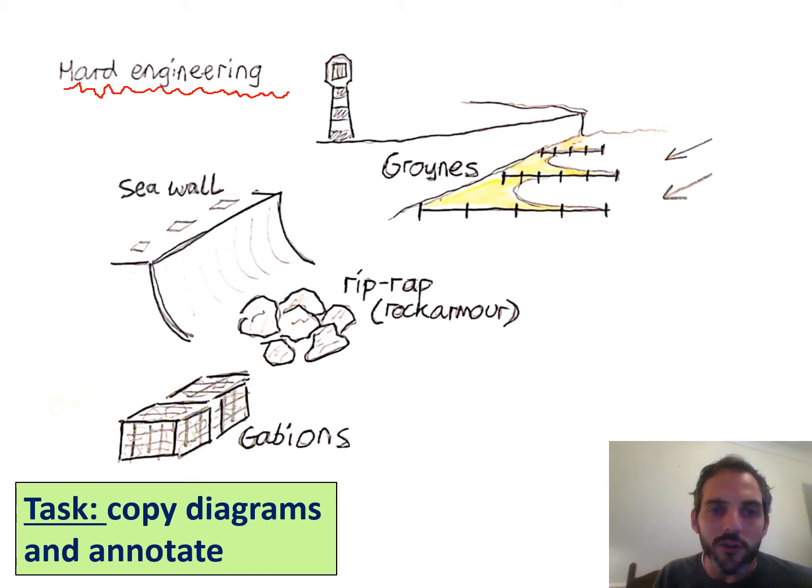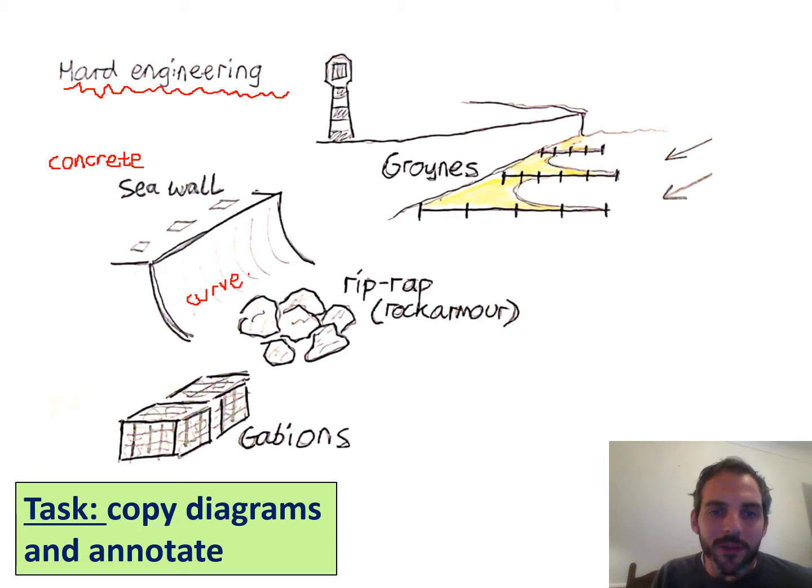Now, the sea wall is usually made from concrete. It won't be a local stone. Concrete is a man-made material. It's not a natural stone at all, not a natural rock. This means that it's very resistant to erosion. The important thing about the seawall is that the base of it is often curved.